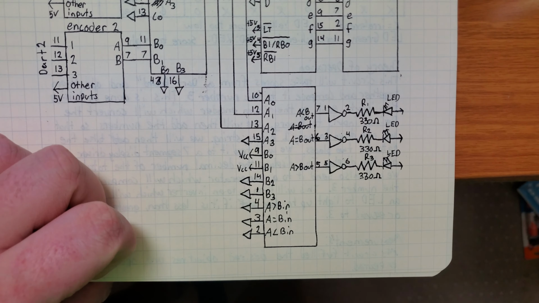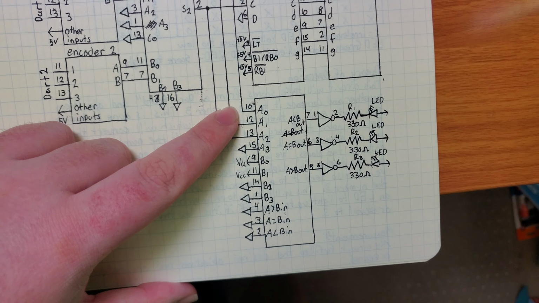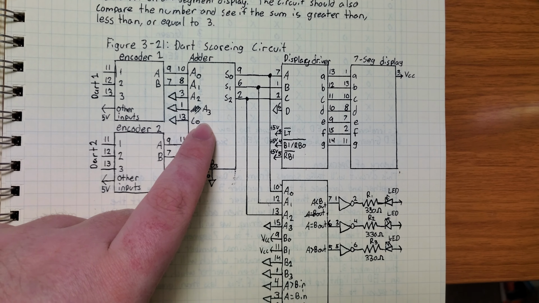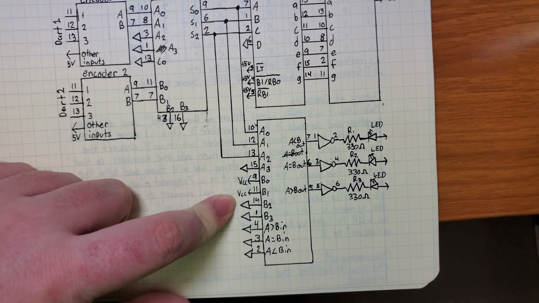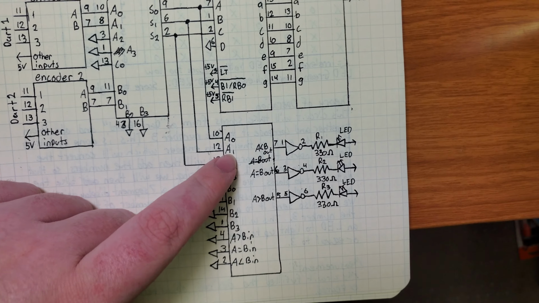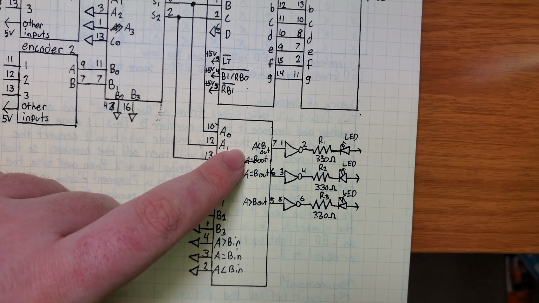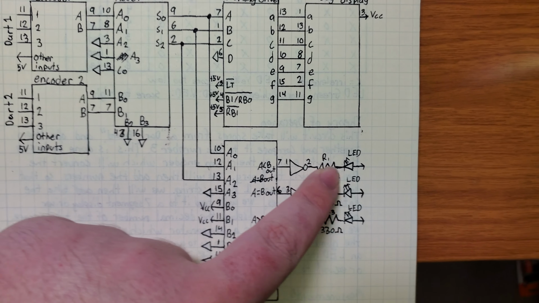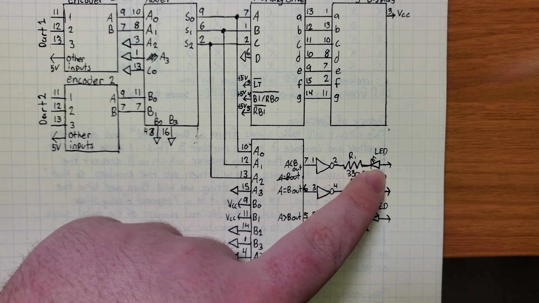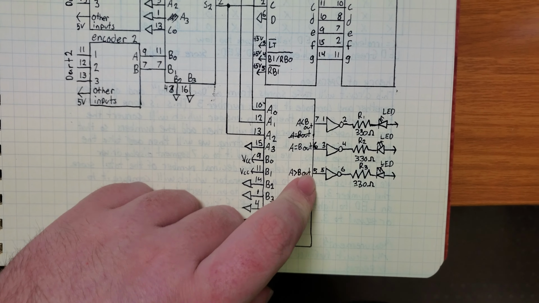And then down here with the comparator, I compared the inputs from the adder to the number 3. And then on the outputs, I inverted it and then took it to an LED so that LED would light up when that condition is met. I did that with all 3 of the outputs.